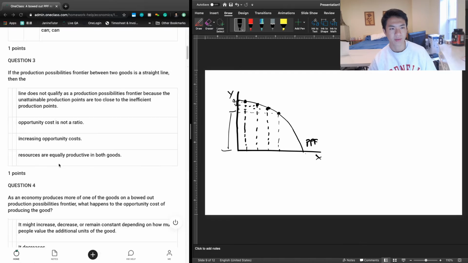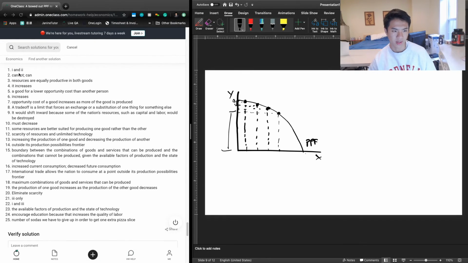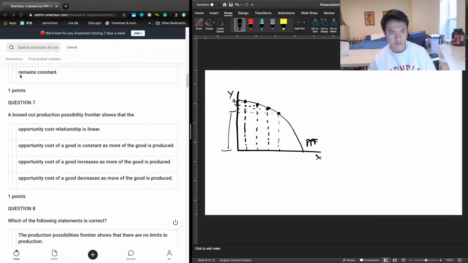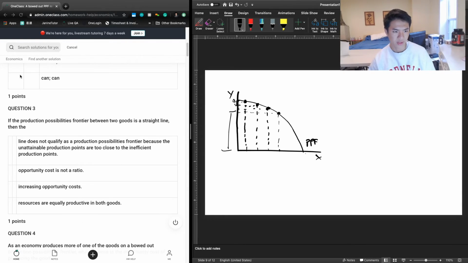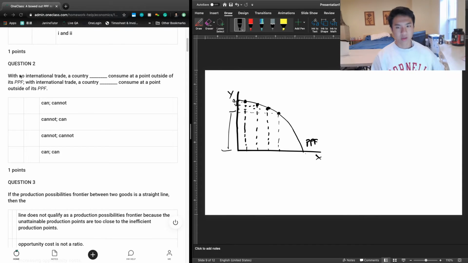So right here, and let's see what the previous tutor said. They also said 1 and 2. So that's good. So let's take a look at the next question. They said that question 2. With no international trade, a country blank consume at a point outside of its PPF. With international trade, a country blank consume at a point outside of its PPF.